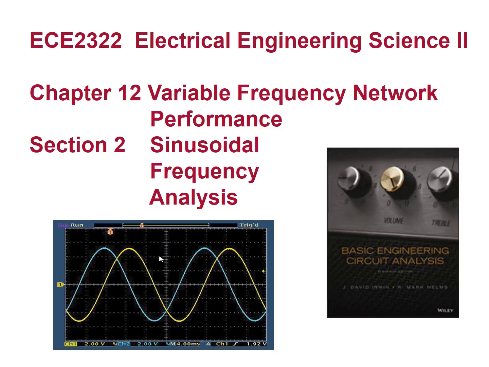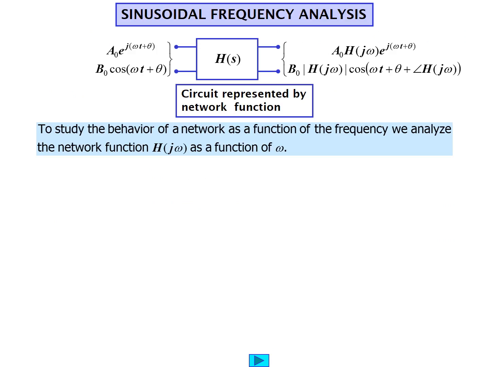This is section 2, sinusoidal frequency analysis. Here we have a general description of a circuit as a transfer function H of s. The circuit is represented by a network function. To study the behavior of a network as a function of frequency, we can analyze the network function H of j omega as a function of omega. And there are various ways to do that, and we'll take a look at a few of them.